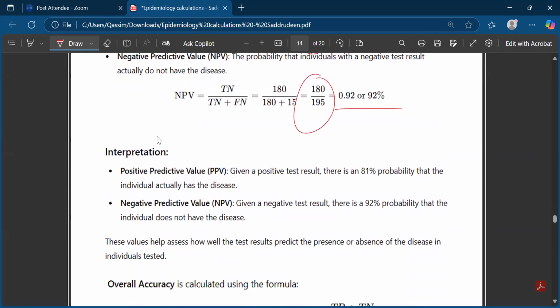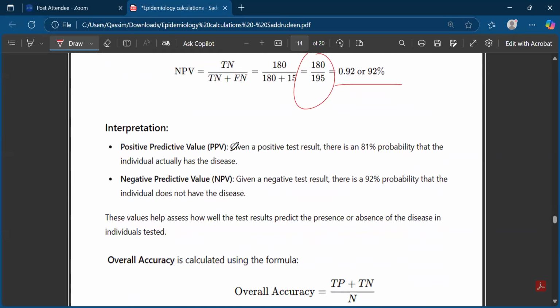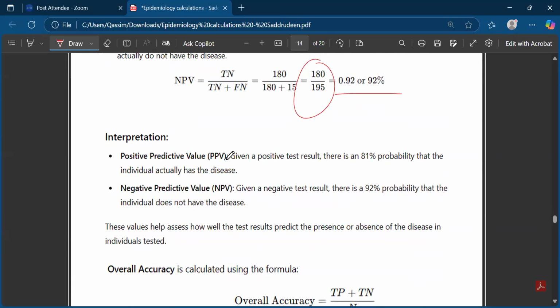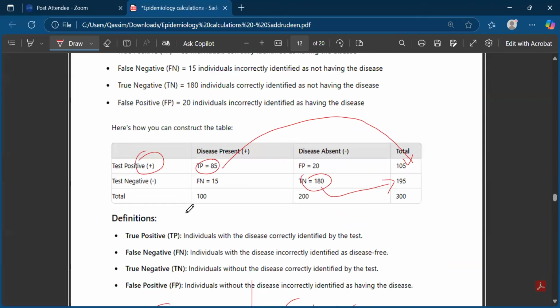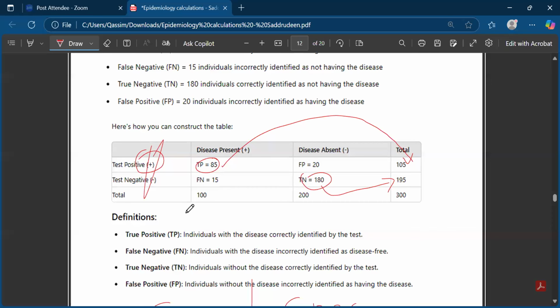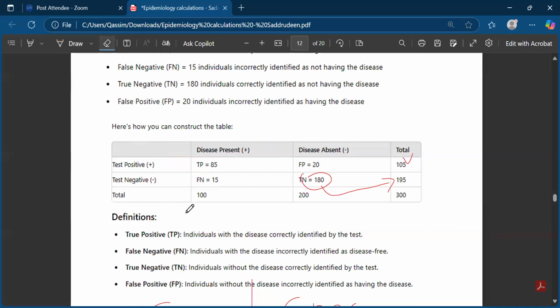Sometimes you won't be told, and then what does it mean if you interpret? Positive predictive value means given a positive test result, there is an 81% chance that the individual has the disease. And negative predictive value means given a negative result, it's just the opposite. There is a 92% probability that the individual does not have the disease. So guys, have we known the difference of how to calculate sensitivity, specificity, the positive predictive value and the negative predictive value? Let me just recap.